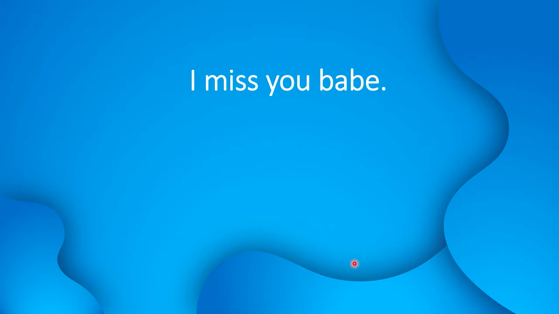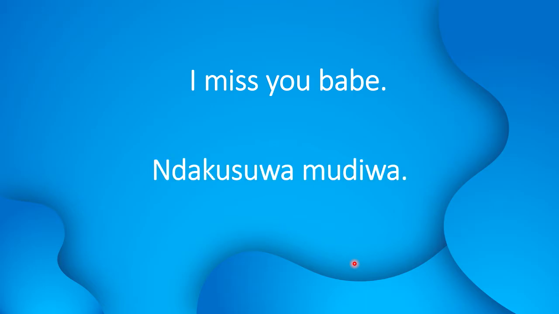So you have your loved one, your girlfriend, or your wife, and you want to tell them, I miss you, babe. How do you say that in Shona? I miss you, babe. In Shona, it's ndakusuwa mudiwa. Ndakusuwa, which is equivalent to I miss you. Mudiwa, which is equivalent to babe. So I miss you, babe.